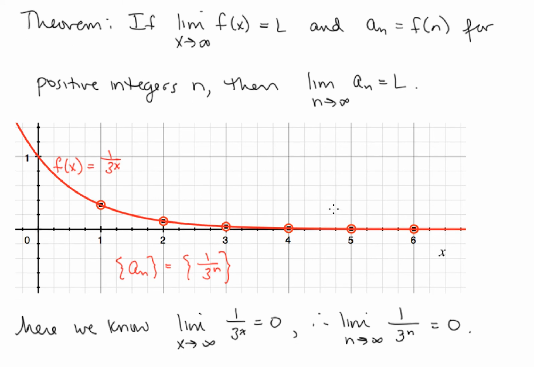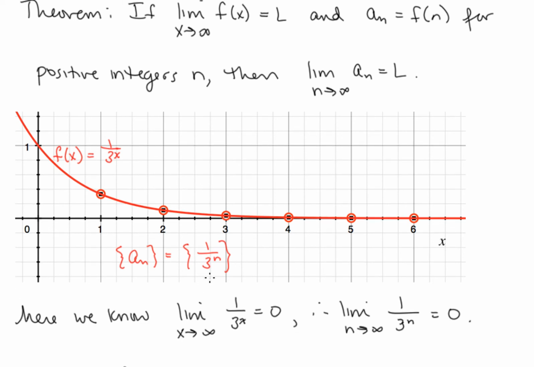So for example, look at the sequence that we plotted before, 1 over 3 to the n. That's these individual points here, these dots. The function f of x equals 1 over 3 to the x is this curve. Now from what we know about exponential functions, we know that this limit is equal to 0. If this function approaches 0 as x goes toward infinity, where x is any real number, then certainly the values at these individual points are also going to 0.